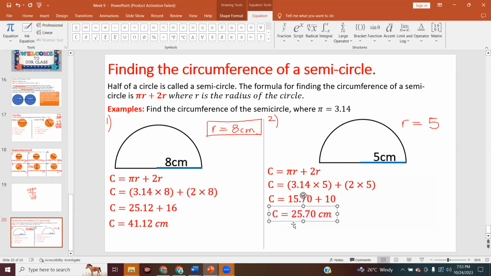How many persons got 25.7, 25.70, same thing? How many persons got this right? I did. Okay, good. How many persons want me to explain it again? Is there anyone who need me to explain this again? All right, so that means that everybody got it.